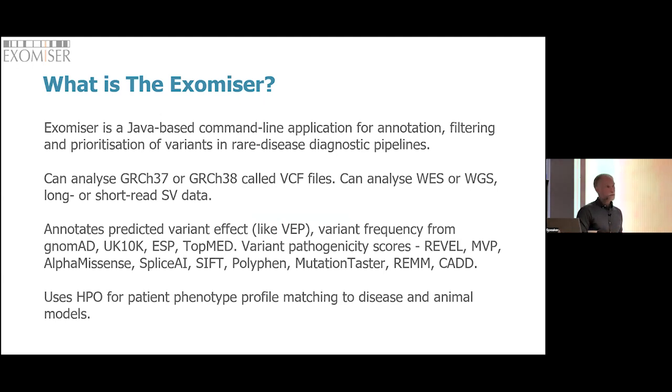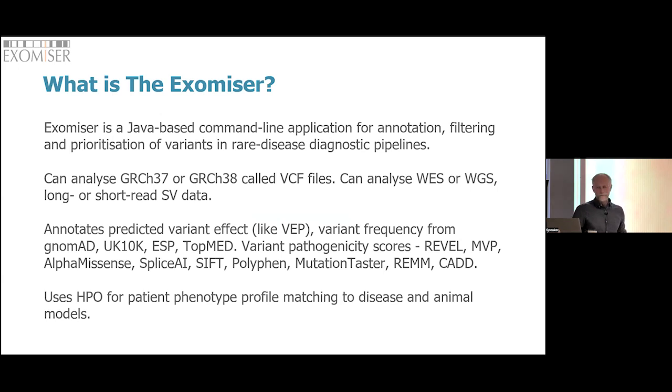It doesn't use that itself. It uses a Java version that we have internal to Exomiser, called Jannovar, which came out of Peter's group. So that's really the starting point: what is my variant like? It then will do variant frequency annotation.